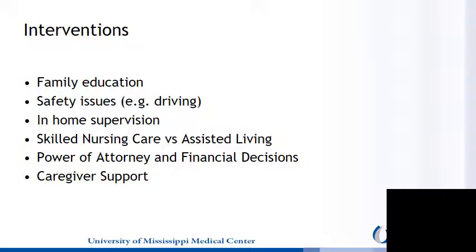Interventions. Family education is very important. We have to consider safety issues like driving or handling firearms in a patient who has cognitive impairment. We have to consider a possibility of in-home supervision. Will the patient need skilled nursing care now or down the line? Maybe assisted living would be an appropriate intervention. Power of attorney and financial decisions also come into play.